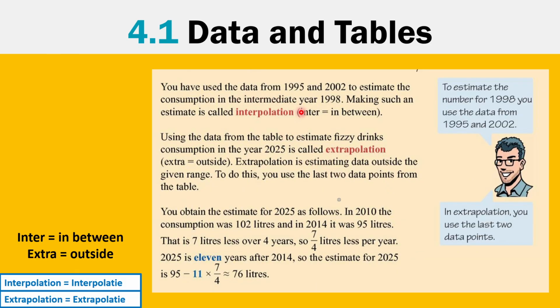If you're going to use this method to find something that's in between two dates, we call that interpolation. Inter is Latin for in between. You can also use this method to take a look at something that's outside of your table in the future. Then we call it extrapolation, with extra meaning outside. I will show you how to do that later as well. For extrapolation, use the last two data points, I will show you in a second.